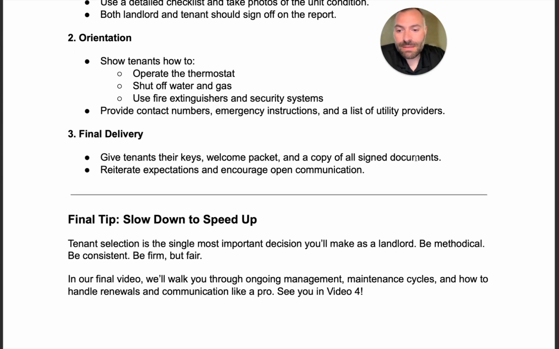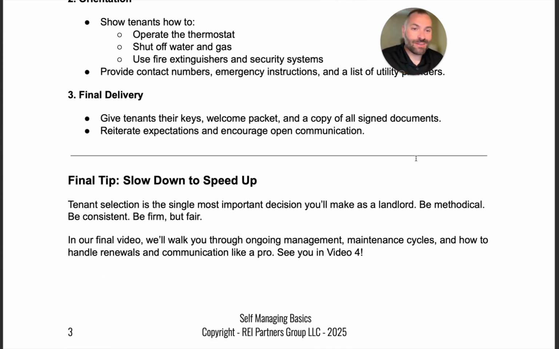And then one final tip: slow down to speed up. This is great advice. Tenant selection in the beginning and spending time picking the right tenant for you will save so much time and sanity as you develop your portfolio. It is the most important decision you can make as a landlord, even more important than buying the property, because the property is just a shell. It doesn't do anything without tenants. The tenants are your customer who pays your bills.